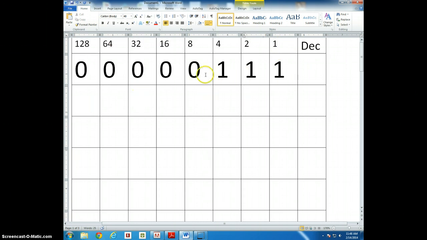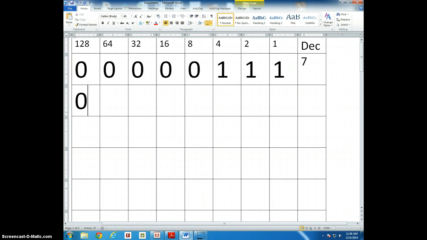So wherever there's a 1, that bit is considered to be on, so we would add up 4 plus 2 plus 1, because those are the on bits. So 4 plus 2 plus 1 is, if we add those up, that gives us the number 7.